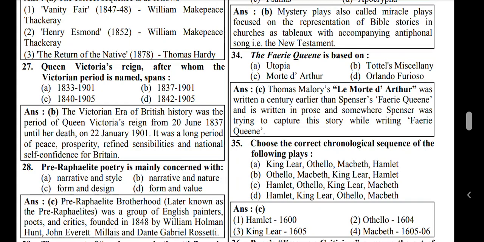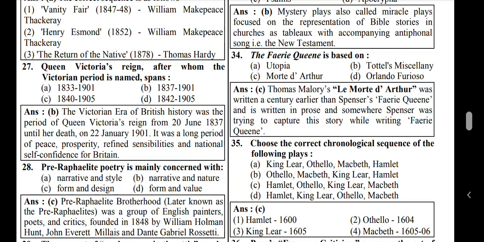And the 27th question is, Queen Victoria's reign, after whom the Victorian period is named, spans. Option A 1833 to 1901, option B 1837 to 1901, option C 1840 to 1905, option D 1842 to 1905. The right option is B. The Victorian era of British history was the period of Queen Victoria's reign from 20th June 1837 until her death on 22nd January 1901. So the period is from 1837 to 1901. It was a long period of peace, prosperity, refined sensibilities, and national self-confidence for Britain.